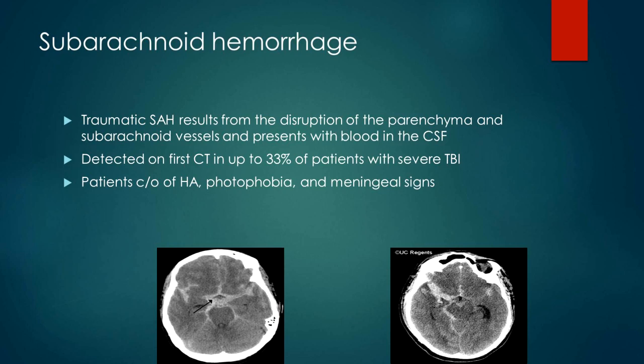Some patients will have post-traumatic vasospasm, which can lead to ischemia. Calcium channel blockers are used to reduce the vasospasm often seen in these patients. So a lot of times these patients will be given IV calcium channel blockers. They will likely present with headache, photophobia, meningeal signs.